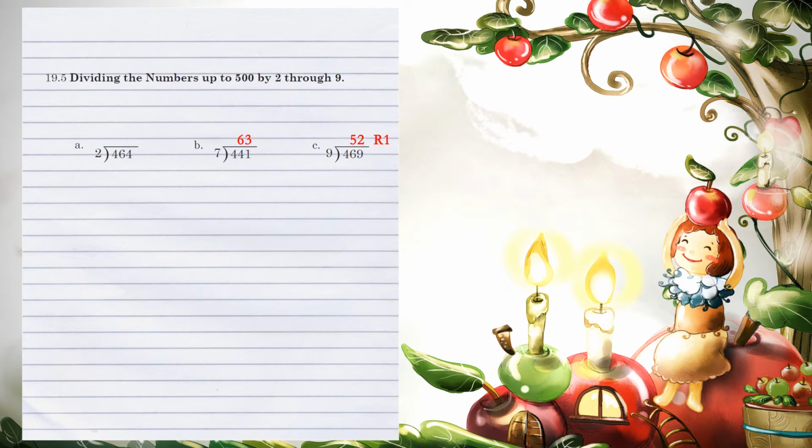When we subtract, we get 0. Bring down the next number of 4. 2 can go into 4 2 times. 2 times 2 is 4 with a remainder of 0. Notice how we kept our numbers lined up, and our final answer is 232.